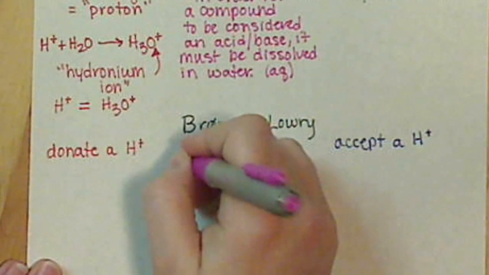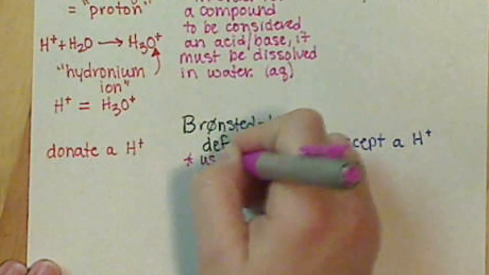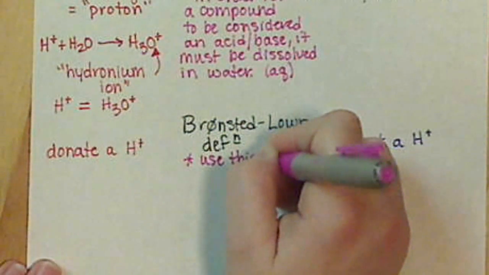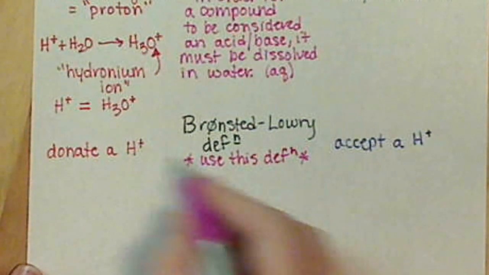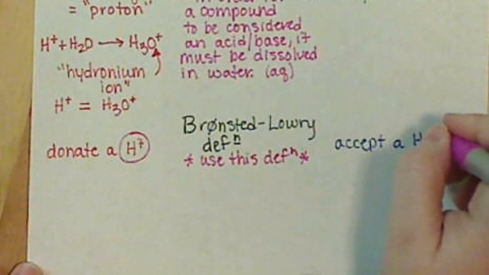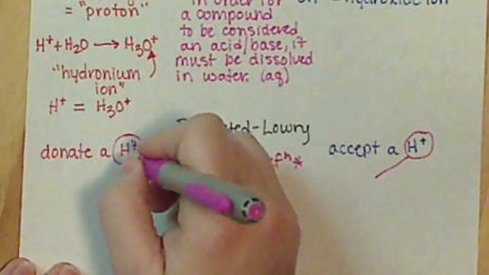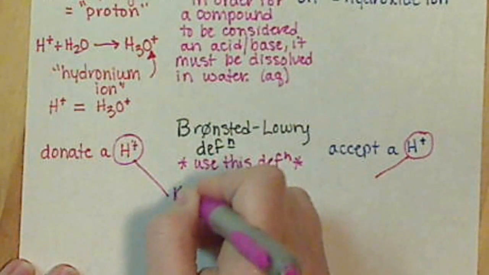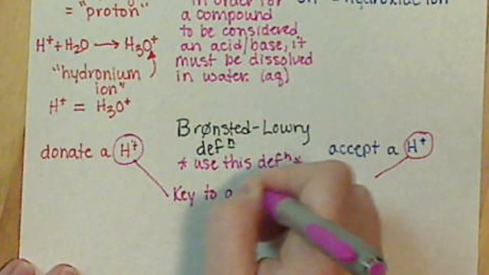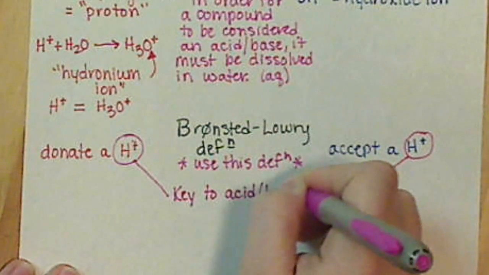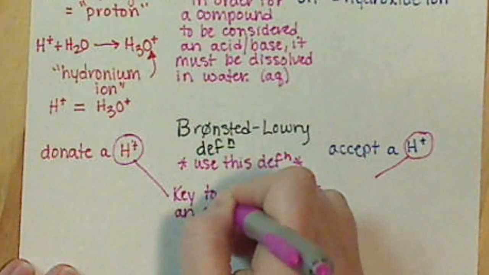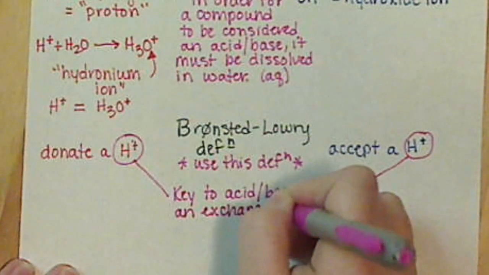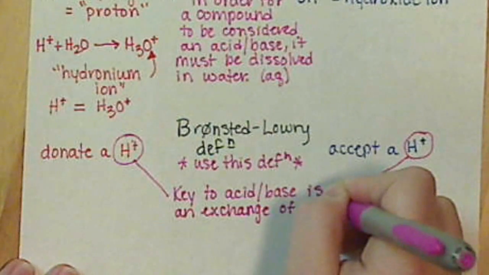So now, with our Brønsted-Lowry definition, we are going to use this definition for this class. The key now is this hydrogen ion. So key to acid base is an exchange of a proton.